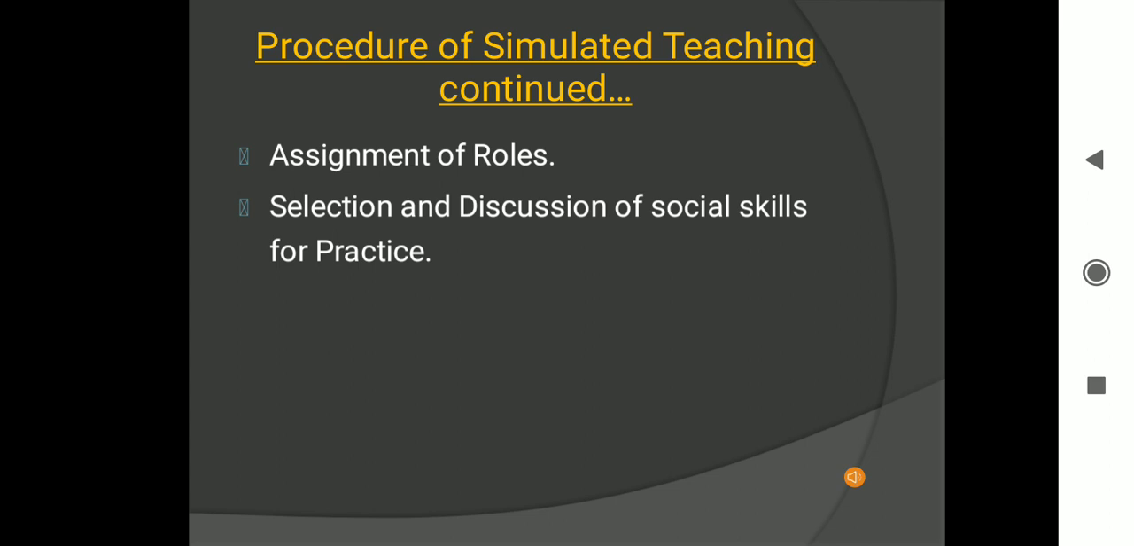After that, the selection and discussion of social skills for practice is done. After assigning the roles, some specific social skills are selected and these are discussed. Then the topics related to the selected skills are practiced. For practice, topics are selected in which the related skill fits. First of all, one topic is selected for practice, then it is decided which should be the other topic, so that the other pupil teachers may also practice in accordance with their assigned roles.